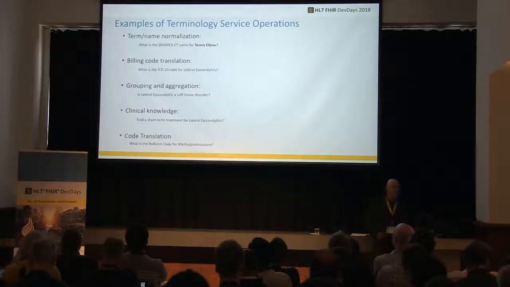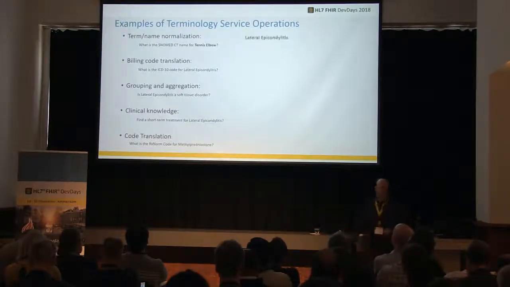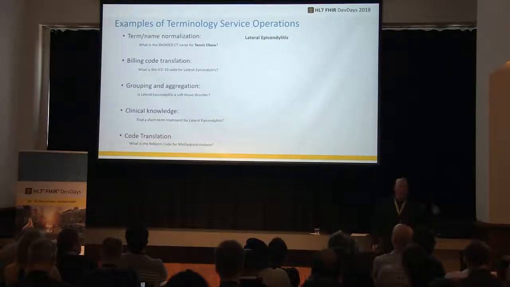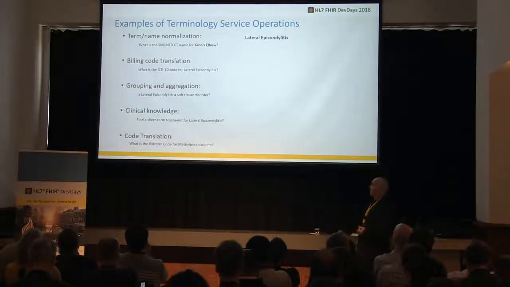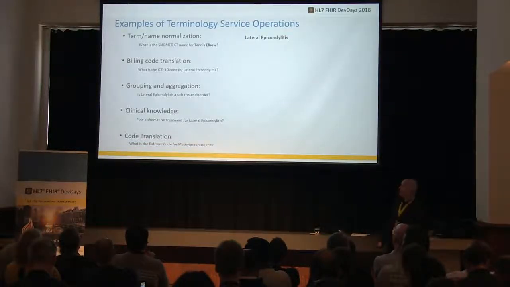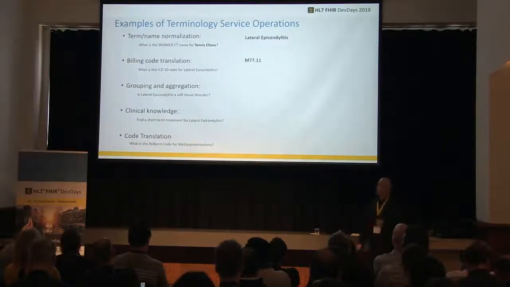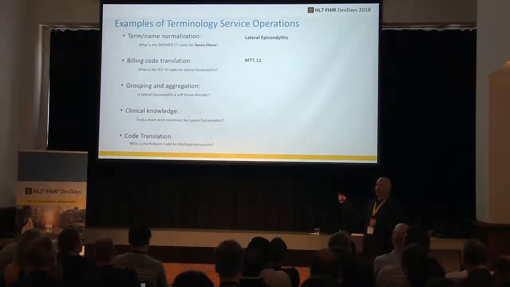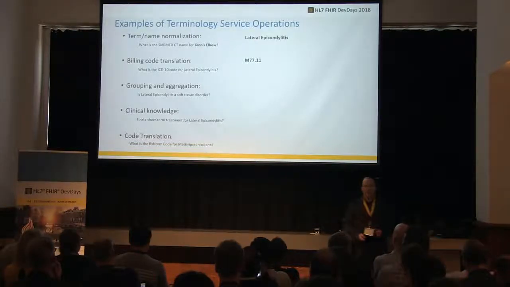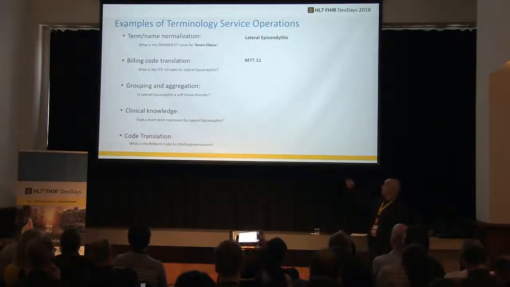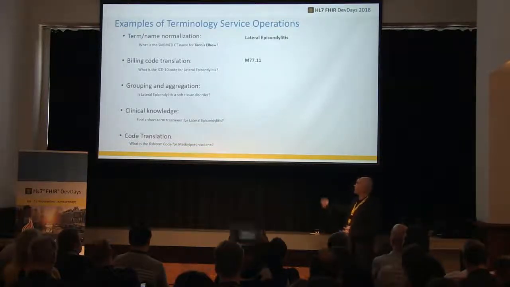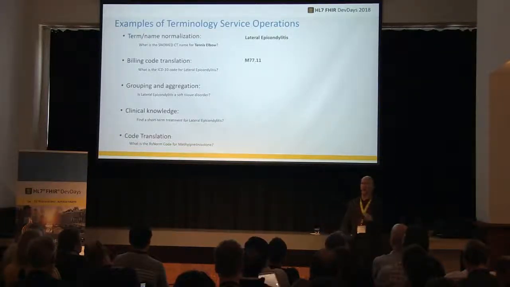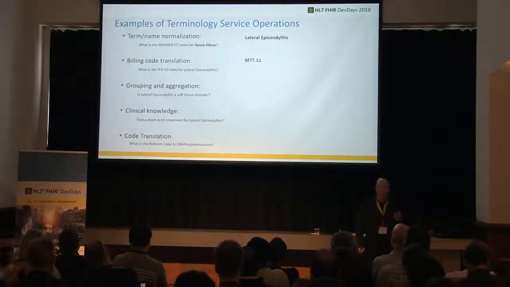So just some examples of terminology operations. Term name normalization: what's the SNOMED CT name for tennis elbow? Lateral epicondylitis. I didn't know that until this year. We can then do a translation: what's the ICD-10 code for lateral epicondylitis? This can get sent to the insurance company so I get billed properly. The SNOMED CT code for lateral epicondylitis will be different, but I can do a translate operation and look up the billing code for that.